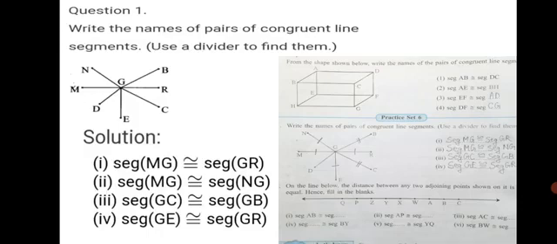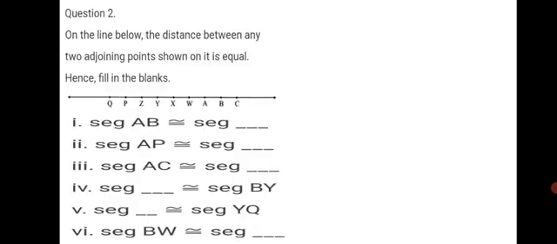Now let's move on to question number 2. On the line below, the distance between any two adjoining points shown on it is equal. That means between Q and P there is equal distance. Between P and Z, Z and Y, so equal distance. So hence we have to fill in the blanks.